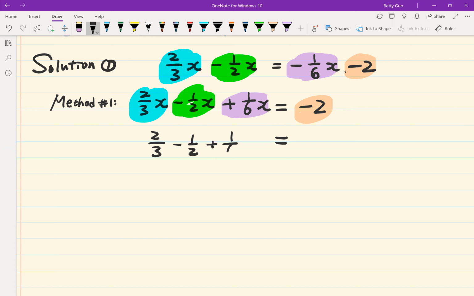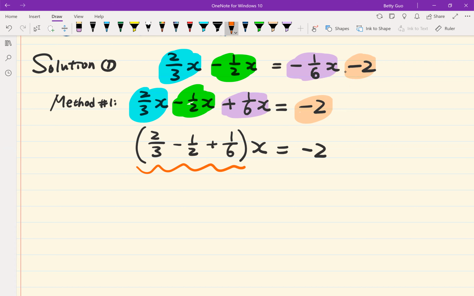Positive 1/6, right? Yeah. We combine like terms by combining their coefficients. Okay, we copy equal, we copy -2 on the right hand side. Okay, now I'm gonna give you a couple minutes. You tell me how do you find the sum of 2/3 minus half plus 1/6.